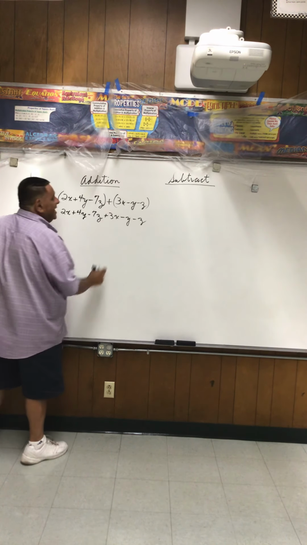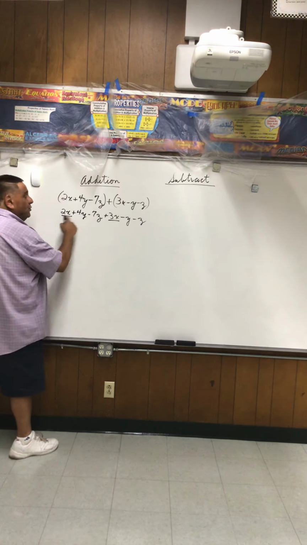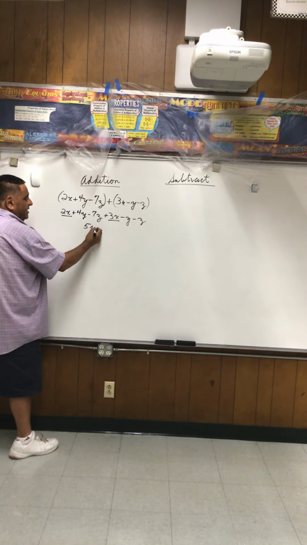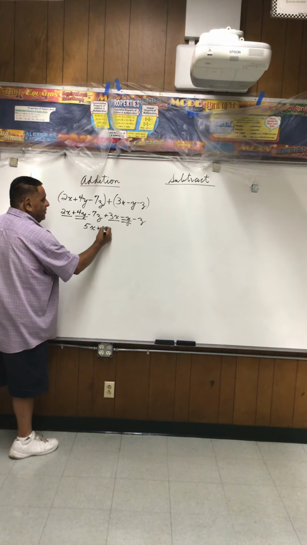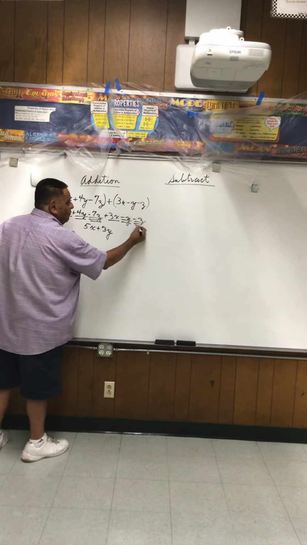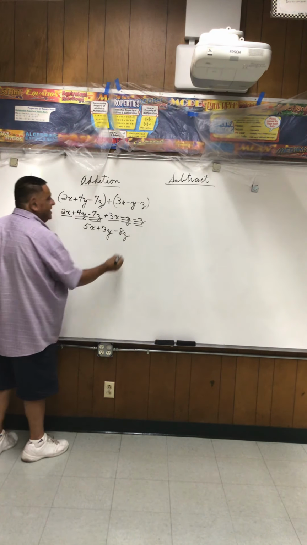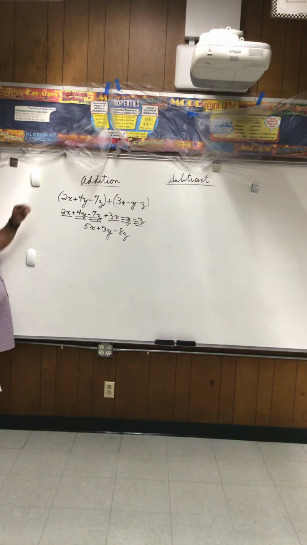That's positive 3. Now I'm going to do underlined common terms. I have an x and an x. 2x plus 3x, 5x. 4y, negative y, plus 3y. Negative 7z, negative 1z, negative 8z. Very easy to do.